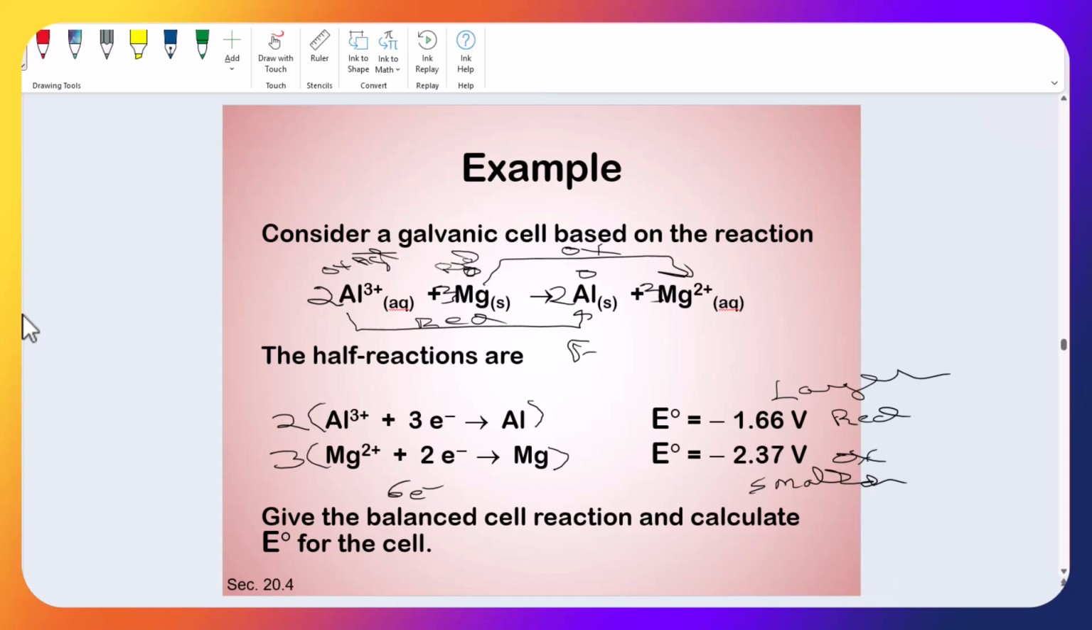So in calculating the E of the cell under standard conditions, this will be E of reduction plus E of oxidation. The E of reduction is a -1.66 volts. Plus, and remember, we're reversing the reaction. We're putting magnesium on the reactant side here. So we have to reverse the sign. This is now going to be a positive 2.37 volts. So it's a -1.66 plus 2.37, which gives me a positive 0.71. So this is a positive 0.71 volts.